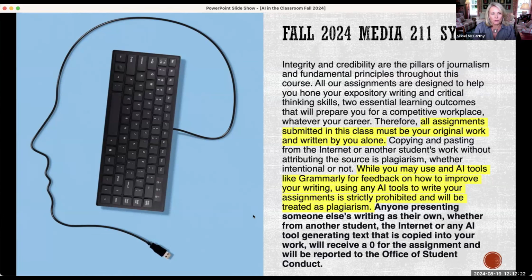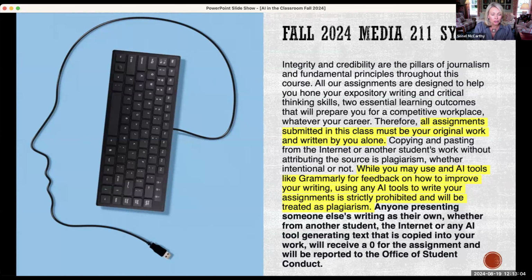Integrity and credibility are the pillars of journalism and fundamental principles throughout this course. All our assignments are designed to help you hone your expository writing and critical thinking skills, 2 essential learning outcomes that will prepare you for a competitive workplace, whatever your career. Therefore, all assignments submitted in this class must be your own original work and written by you alone. Copying and pasting from the internet or another student's work without attributing the source is plagiarism, whether intentional or not. While you may use AI tools like Grammarly for feedback on how to improve your writing, using any AI tools to write your assignments is strictly prohibited and will be treated as plagiarism.